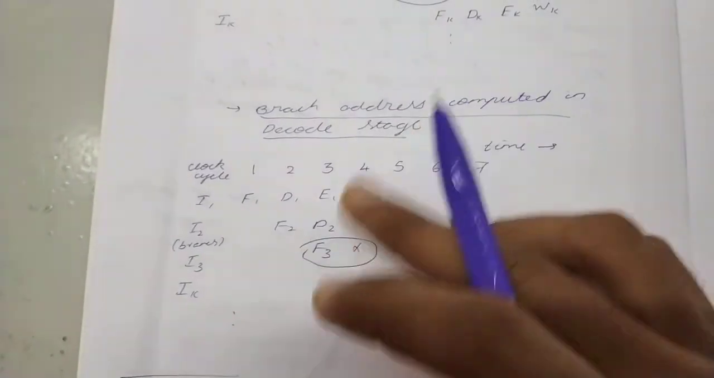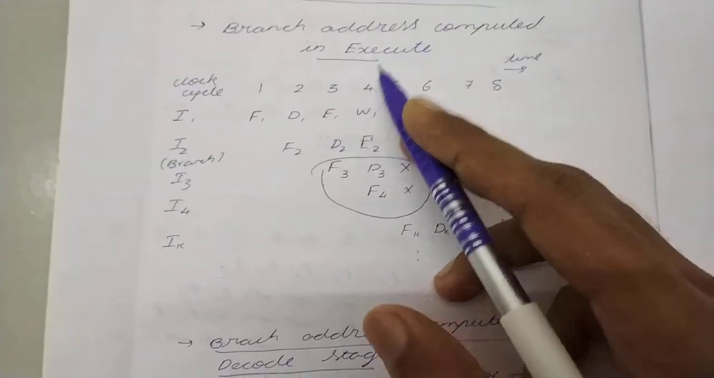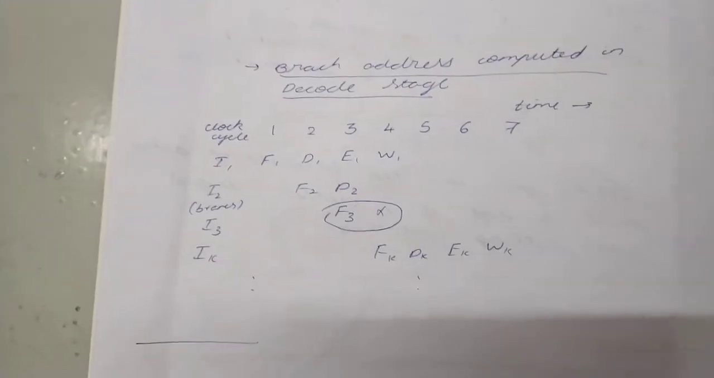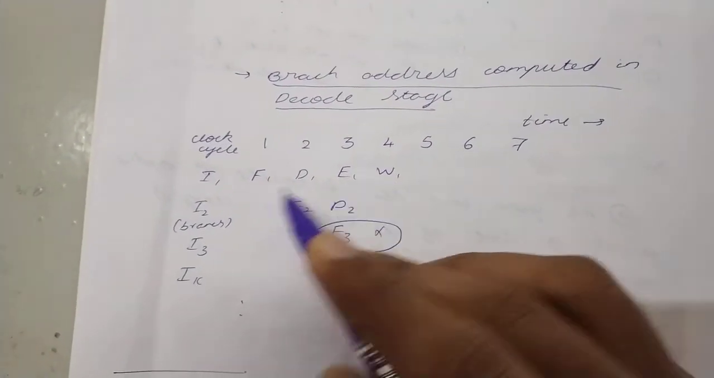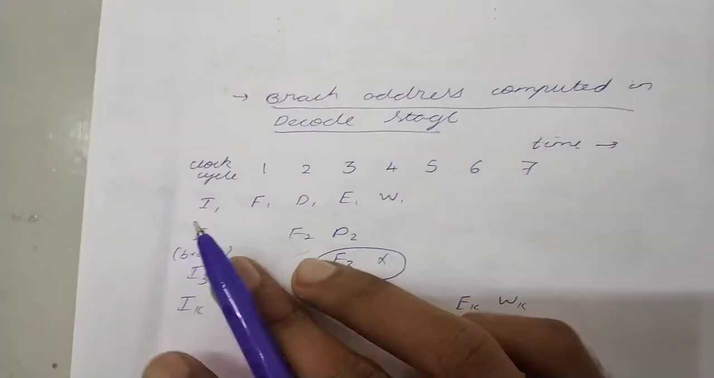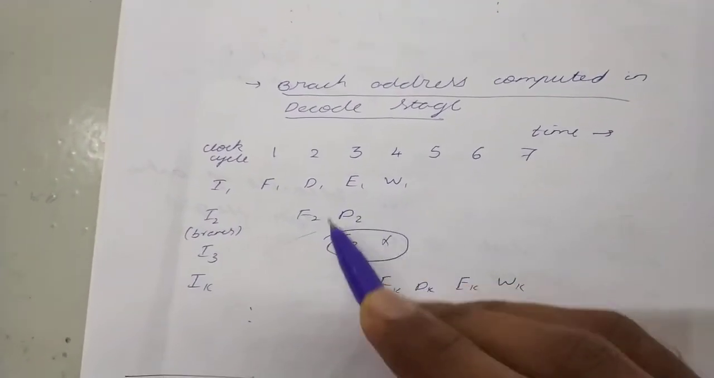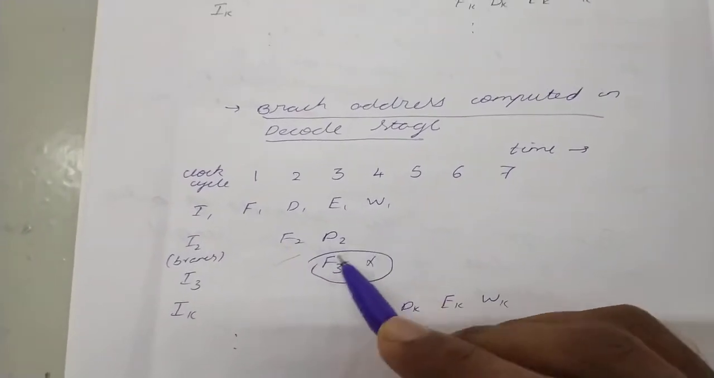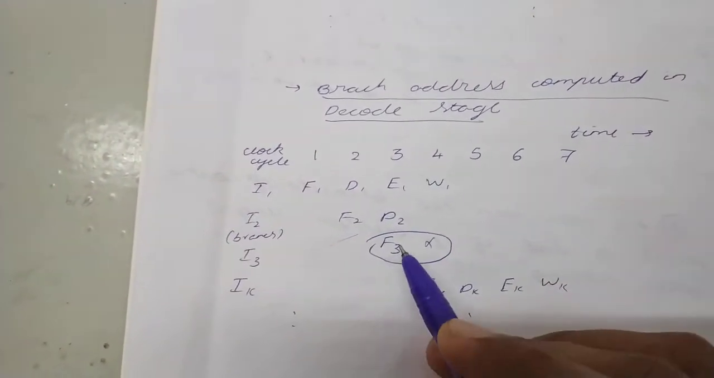Now let's see the case in which the branch address is computed in the decode phase. Here it was done in the execute phase, and we can also compute the branch address in the decode phase. What happens there is the first instruction happens as usual. Then the second one is a branch instruction. After it's fetched and decoded, the compiler gets to know that it is a branch instruction, and the branch address is also calculated during the decode phase.